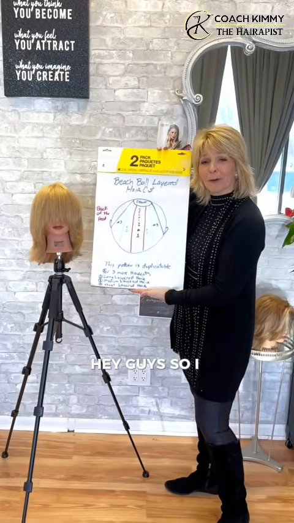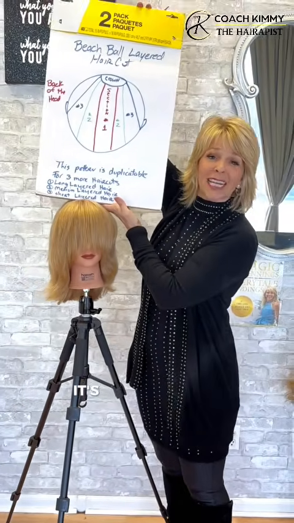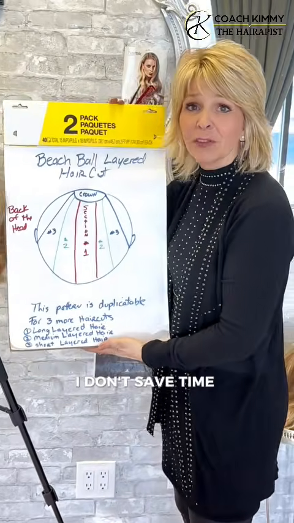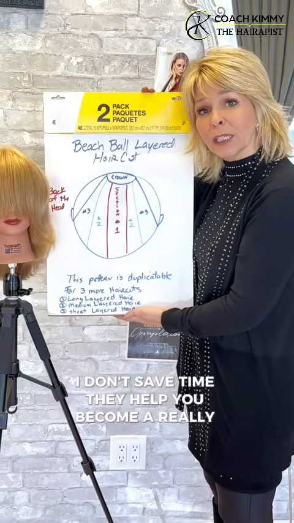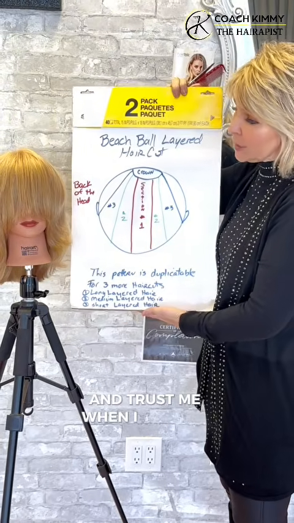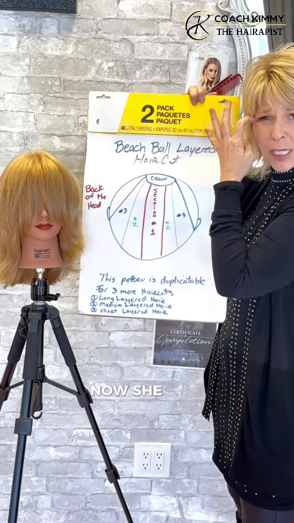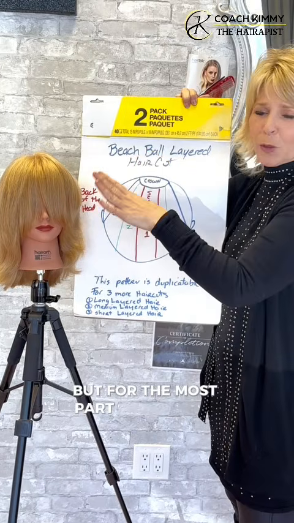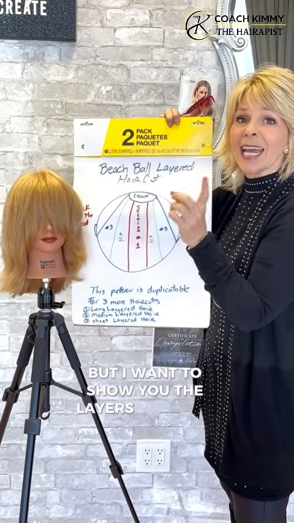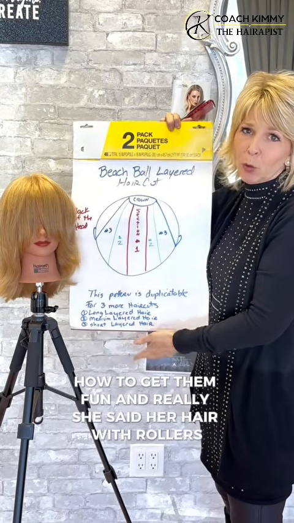Hey guys, so I want you to know this haircut is the beach ball pattern. It's so important to learn patterns. Patterns save time. They help you become a really fast hairstylist because you know the blueprint. And trust me when I tell you, we're gonna do the Farrah Fawcett. It's short to medium hair. Now she had different types of hair, but for the most part in Charlie's Angels, it was kind of like this medium length, but I want to show you the layers and how to get them shorter, how to get them fun. And really she set her hair with rollers.